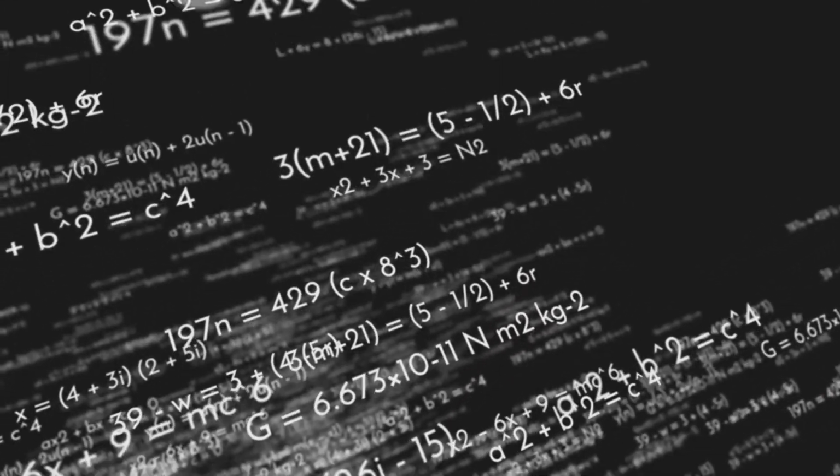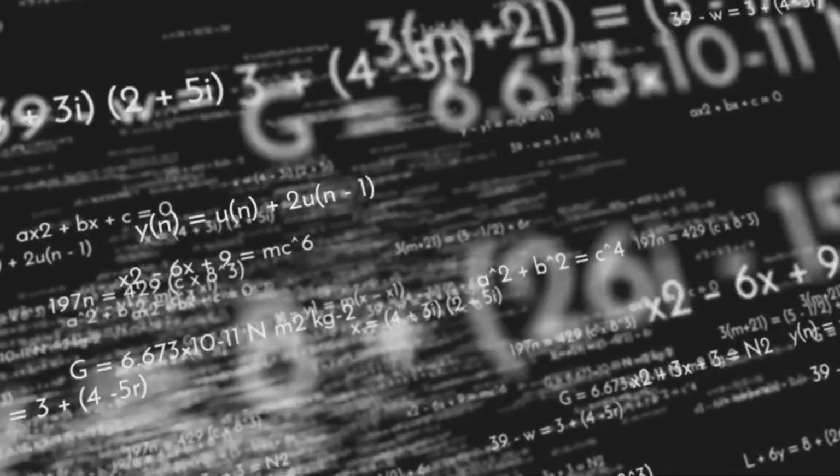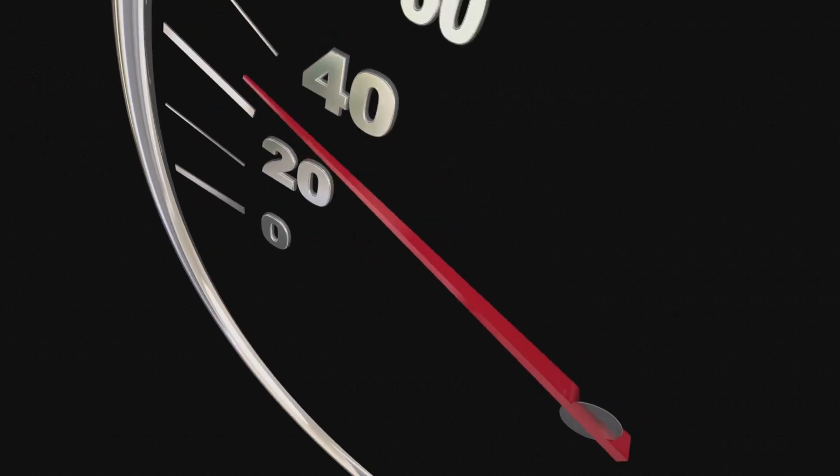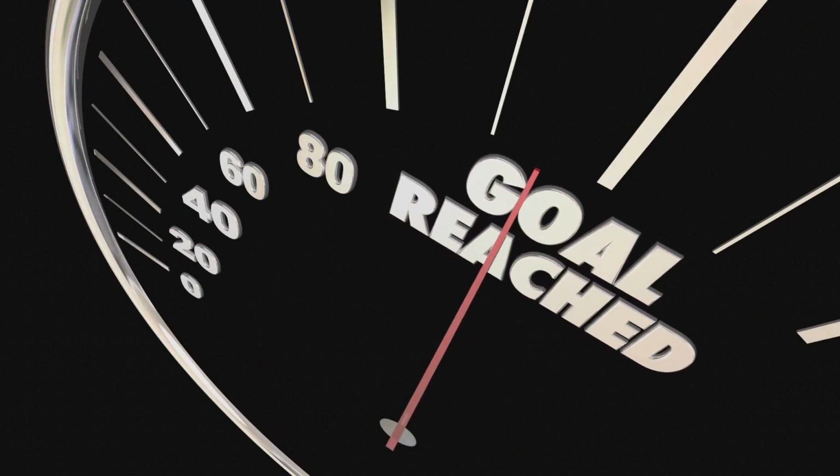Scene 3, speed, velocity, and acceleration. Okay, now let's make things interesting with speed, velocity, and acceleration. Speed is how fast something moves. The formula is super simple. Speed equals distance divided by time. So if you ran 100 meters in 20 seconds, speed equals 100 divided by 20, which equals 5 m/s.